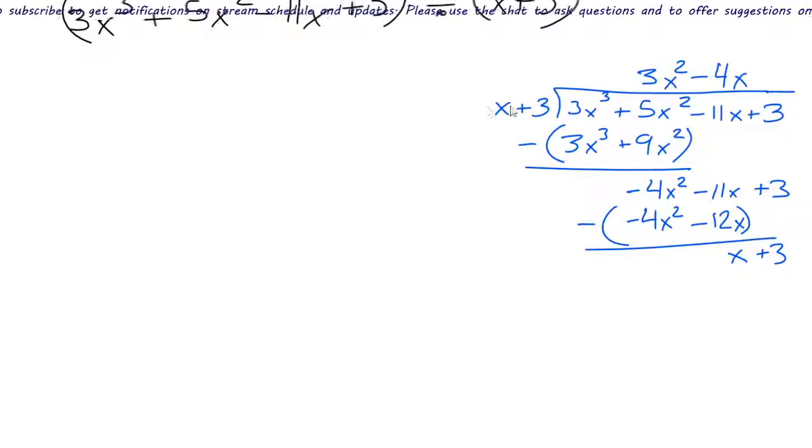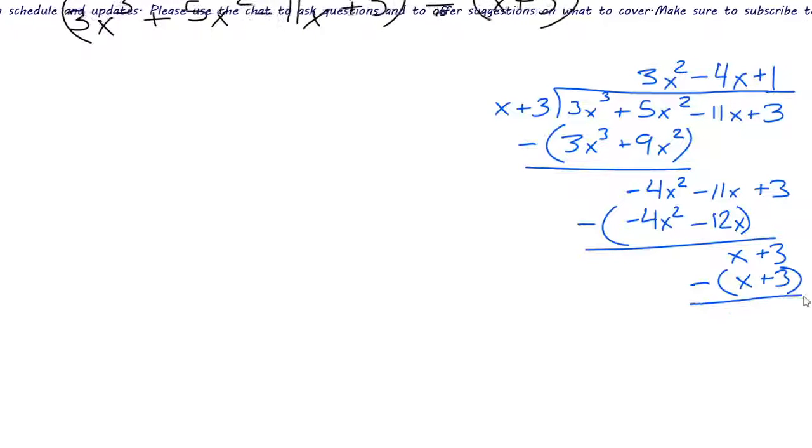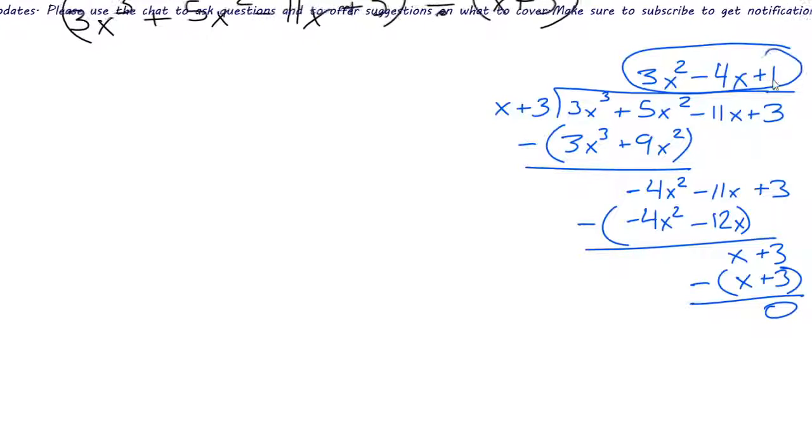What do we have to multiply x plus 3 by to get x plus 3? Well, that's easy for us. That's just plus 1. Just multiply it by 1. Get the same thing. Subtract. No remainder, so this is our answer.